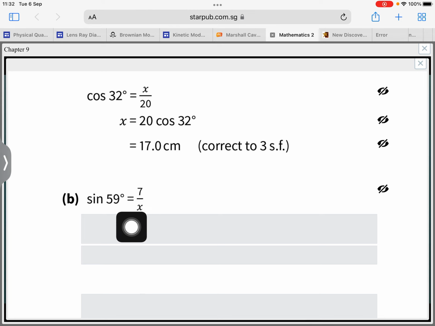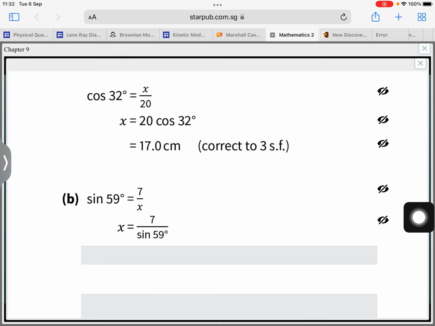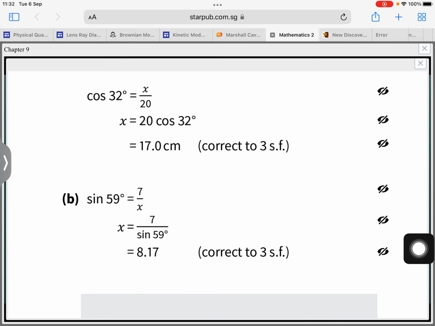But over here my X is in the denominator. So you can do some cross multiplication. X will be equals to 7 over sine 59. So this one is your basic algebra that you have learned in Sec 1. How do you manipulate your algebraic equations when there's a bit of fractions around? So now you know that X equals to 7 divided by sine 59 degrees. Key into a calculator, you should get 8.17.